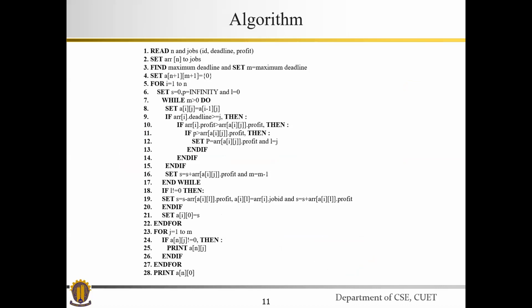In the algorithm, first we read the jobs and take an array which is indicating the jobs. The maximum deadline will be checked when inputting data. Then we get the maximum deadline and put it in M, and we take an array initialized with 0, with n plus one rows and m plus one columns, where m is the maximum deadline of the jobs.